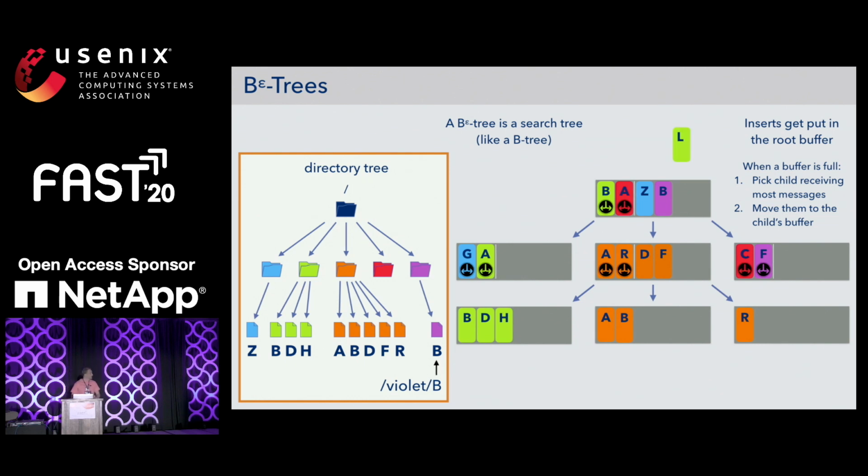So now we can add, say, /green/L and /orange/T, and we filled up the root again, and we're going to repeat this process. So again, we pick the child that's receiving the most messages, we flush into that child. Now this child's buffer is full, we can pick the child receiving the most messages and move them down. And this process can cascade down the tree until eventually it reaches the leaves.